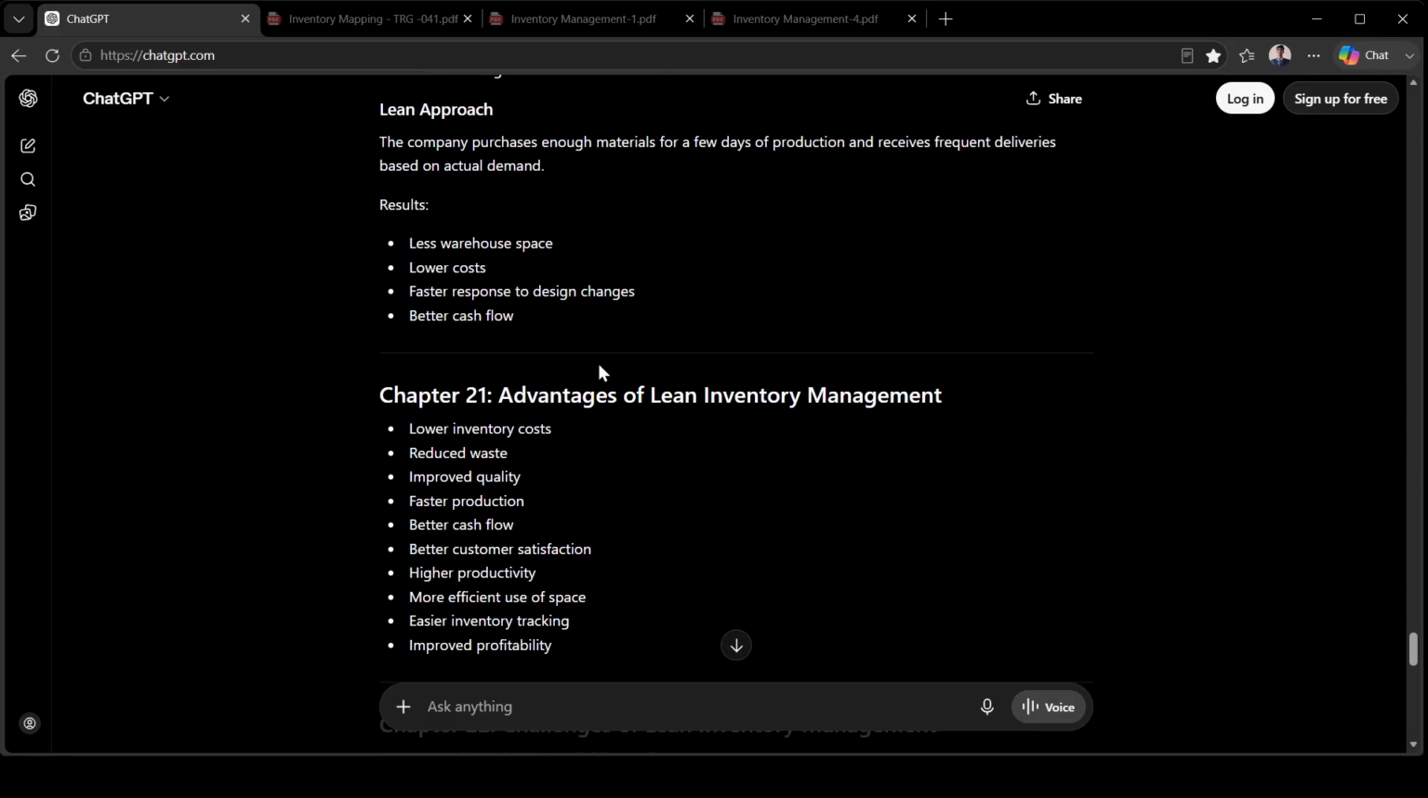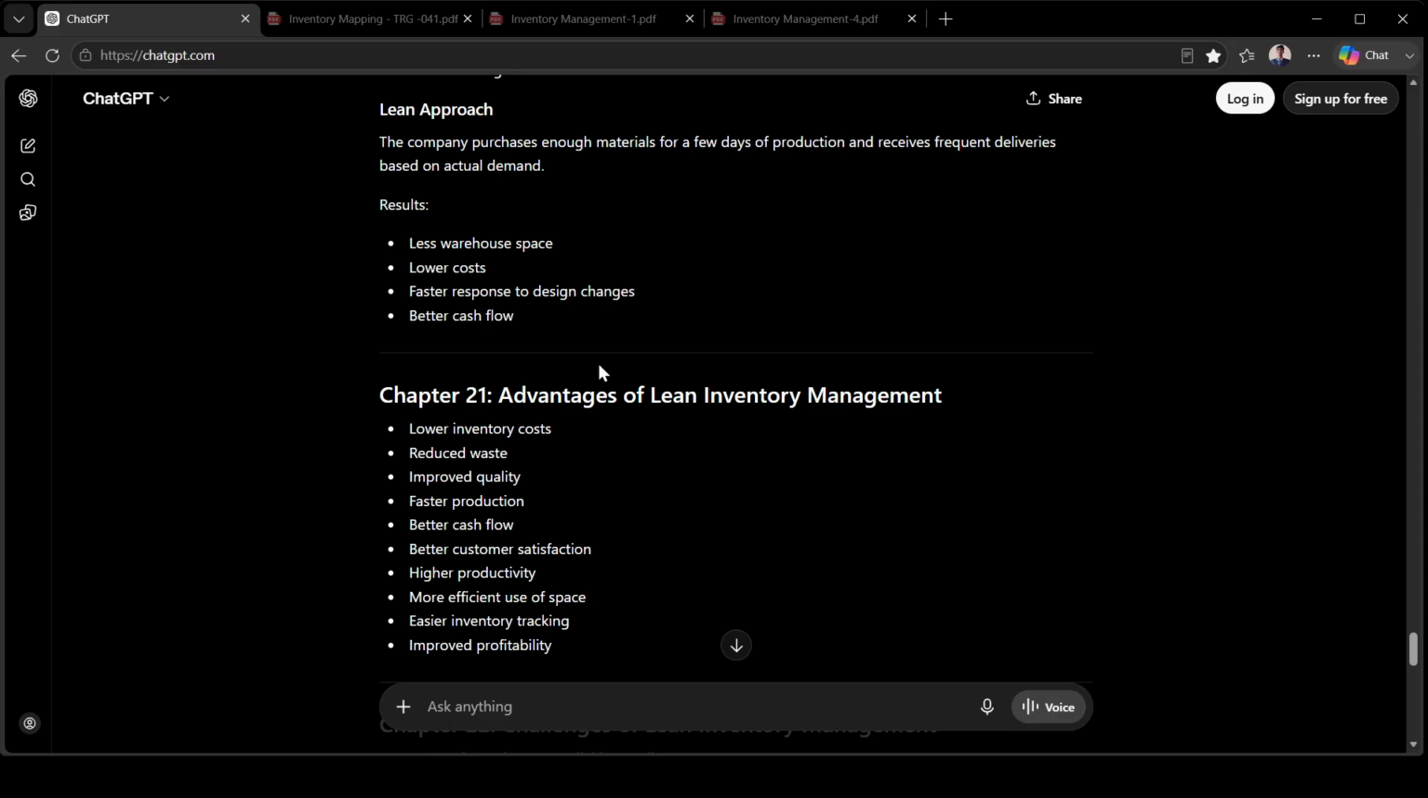Lean approach. The company purchases enough material for a few days of production and receives frequent deliveries based on actual demand. Less warehouse space, lower cost, faster response to design changes, better cash flow.